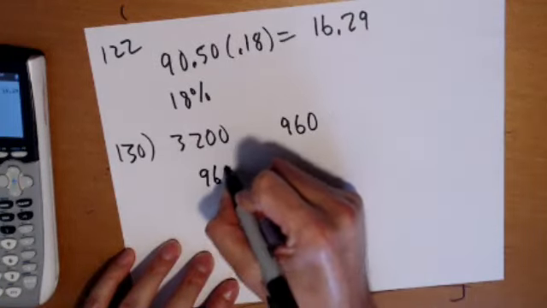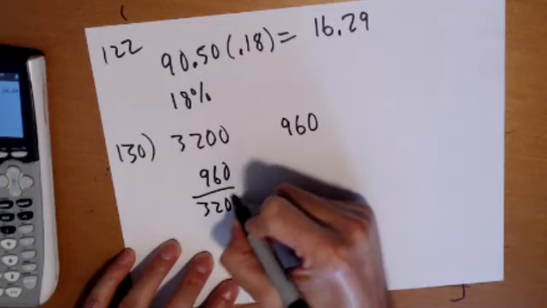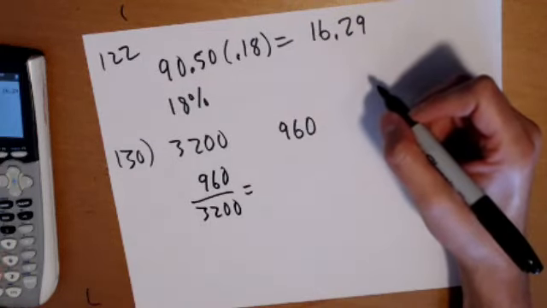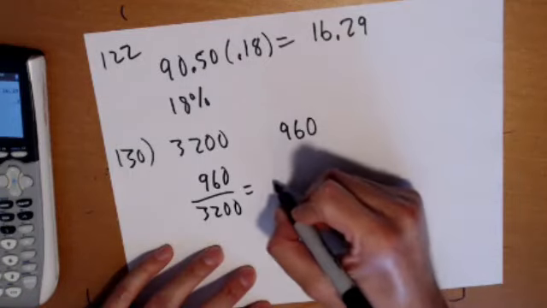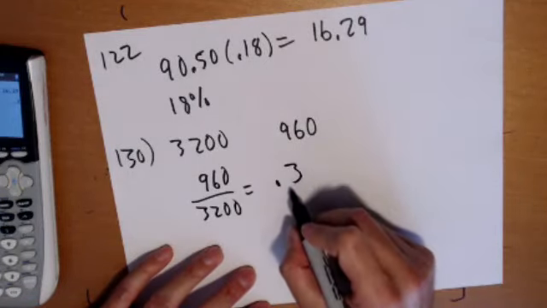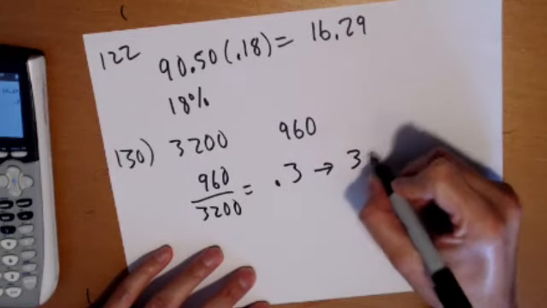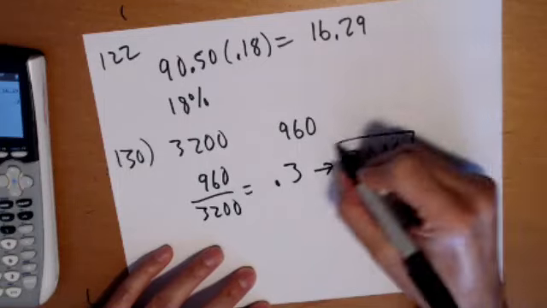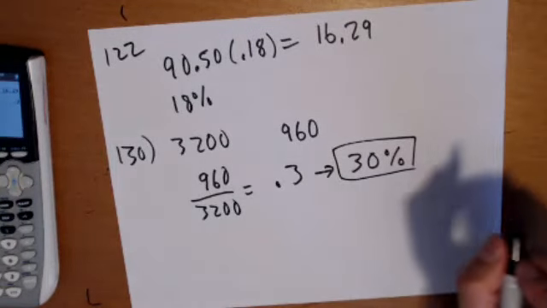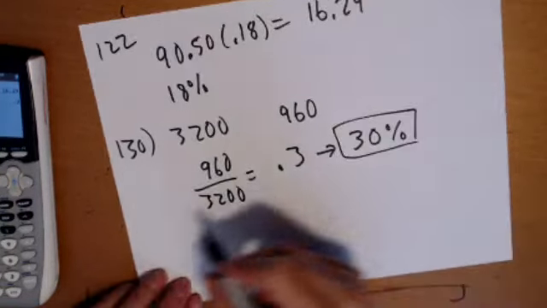So 960 over 3,200. So 960 divided by 3,200 gives us 0.3. And they want a percent, so we convert that, move the decimal place 2 to the right, 30%. Ta-da! Ooh, now they get a little tricky.